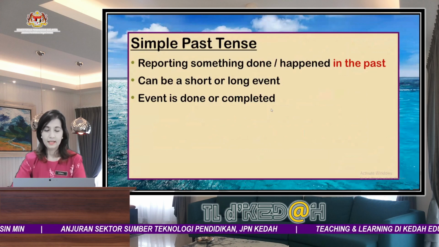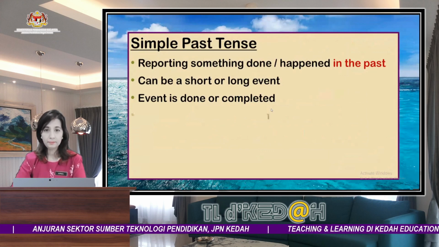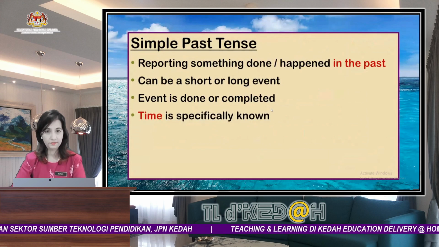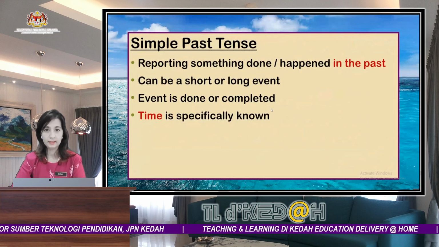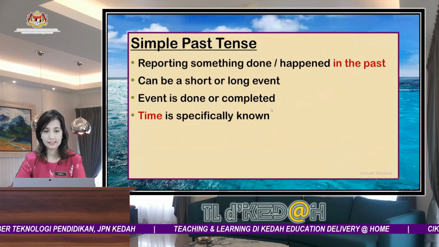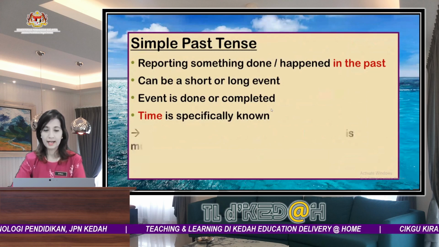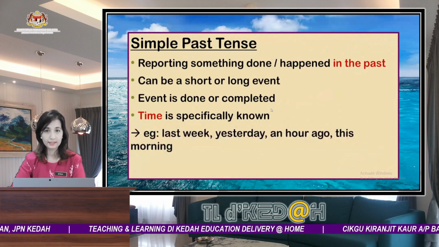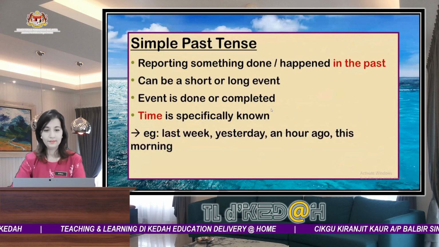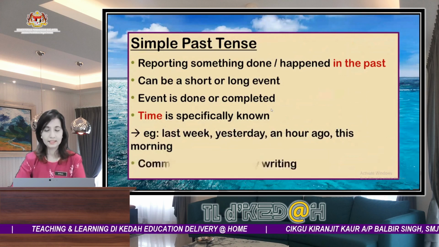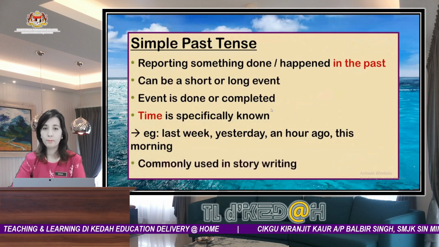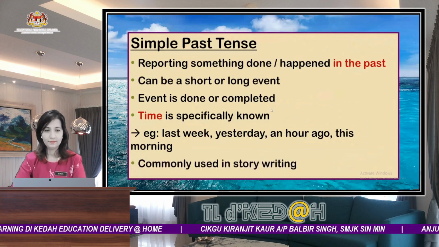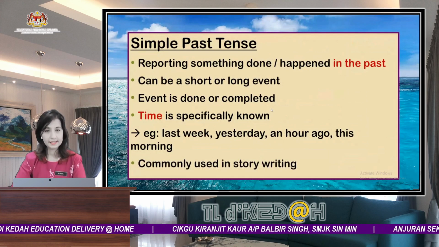Then for past tense, the time the event happened is specifically known or shown in the sentence, for example, last week, yesterday, an hour ago, this morning, just now. And like teacher told you just now, it's very commonly used in story writing. Take note. Now let's look at some examples.